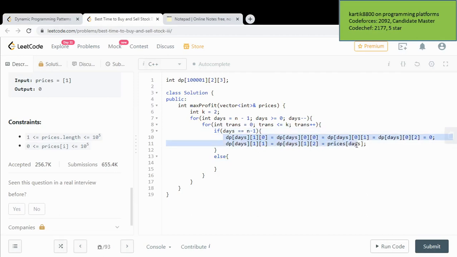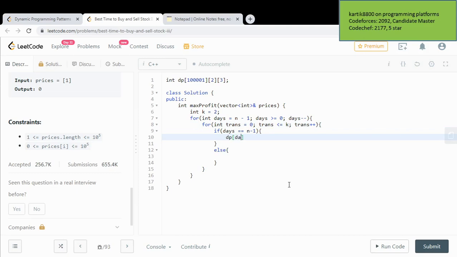Also, one thing here that I did poorly was that I know this trans is already there, right? I should not fill it like this. I should be like, okay, DP of days, and this one specifies own or not own. I don't own a stock. Now, whatever is the number of transactions I can do doesn't matter at all. So the answer is 0, because I'm not selling anything. I don't own a stock at all. And buying on the last day makes no sense.